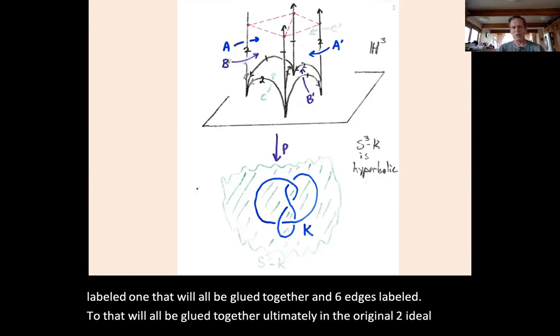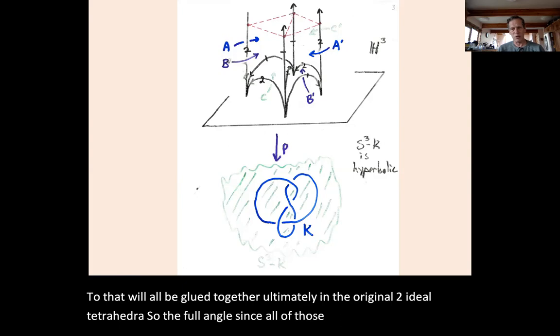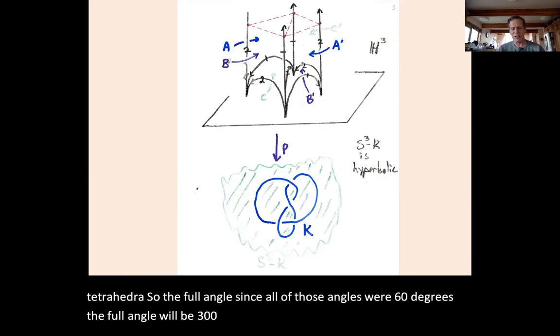So the full angle, since all of those angles were 60 degrees, will be 360 degrees around each of the edges.